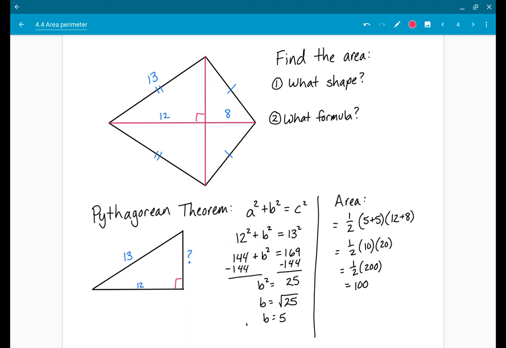Well, if I solve that formula, we get that the height of that triangle is 5. And since that's half of the diagonal, I'm going to double it in my formula. So here we have 1/2 times diagonal 1, which is 5 plus another 5, times diagonal 2, which is the one that was labeled 12 plus 8. And we get a final value of 100 for our area.